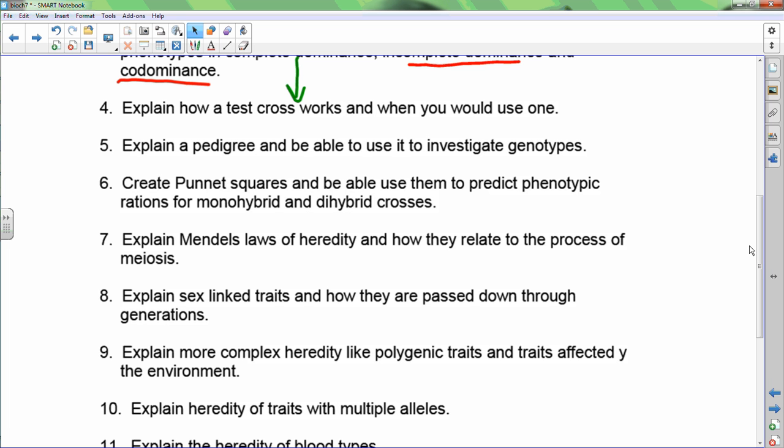So a test cross would be more like, oh, we don't know anything about this plant or anything about this mouse or whatever. Okay?